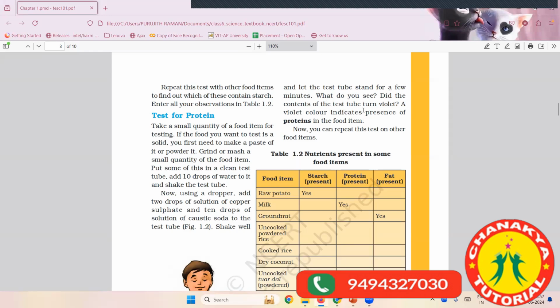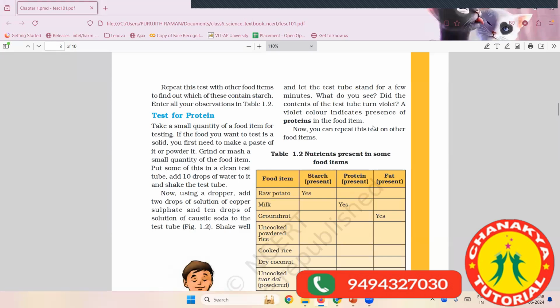Okay, what do you see in that? Did the contents of the test tube turn violet? So it will turn violet, unlike the black or blue in the starch test. The test for protein is going to turn violet. The violet color indicates the presence of proteins in the food item. Yes? Yes, got it. So the question may come like that.